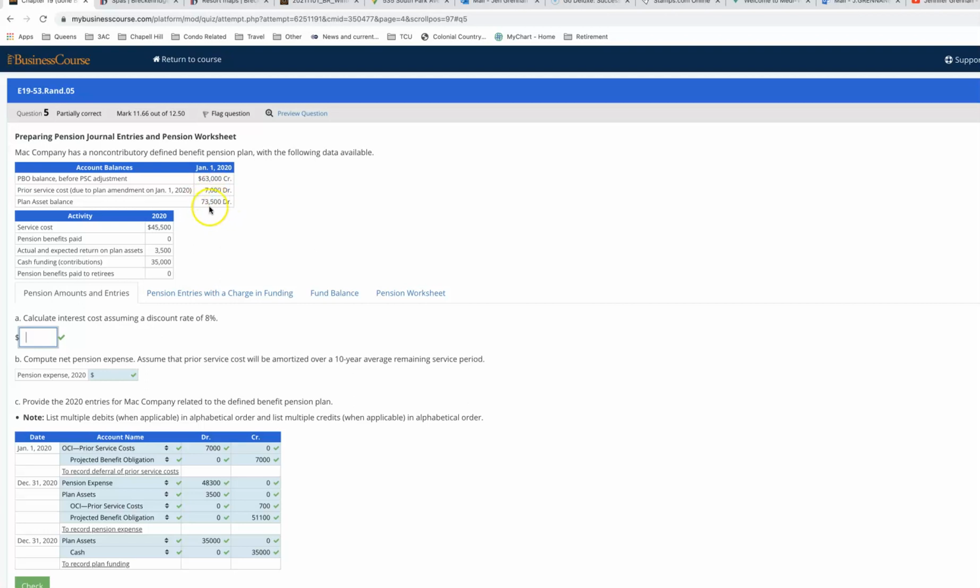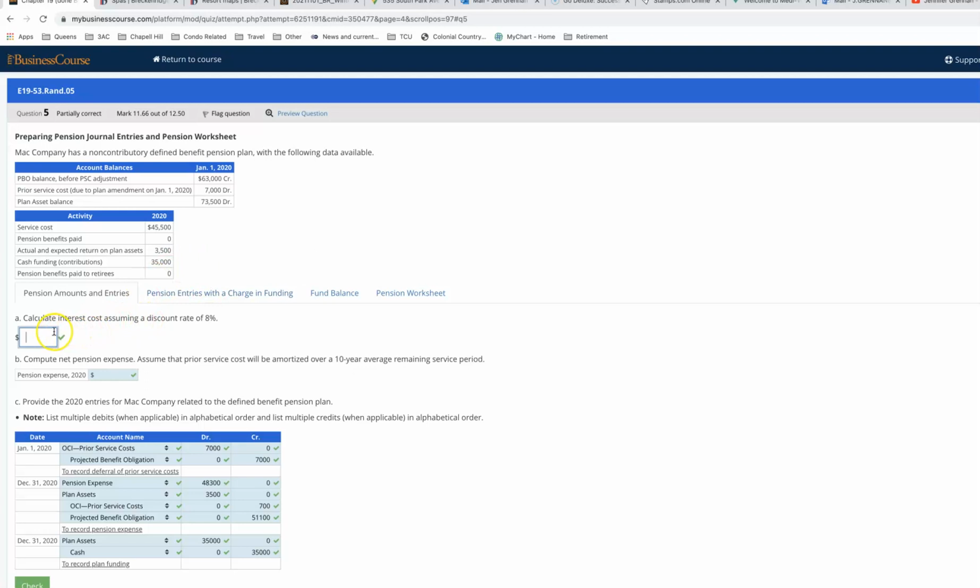We've got our plan assets, and they've given us some more information. Service costs, looks like no benefits were paid. The actual and expected return on plan assets, these are the same number, which is abnormal, but they're making it a little easy for us. And then we funded $35,000 into the plan.